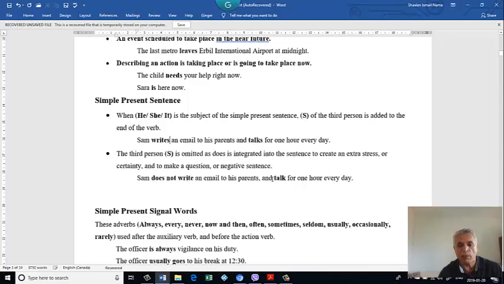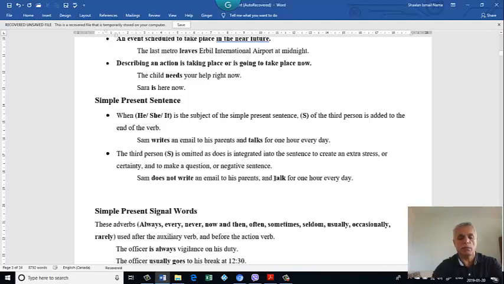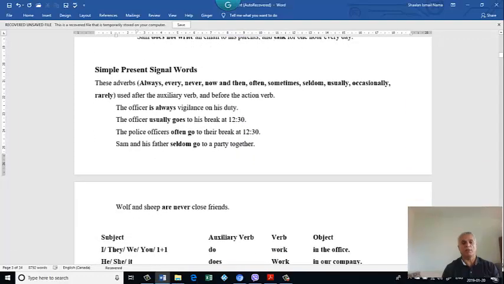The reason here is exactly the same as we have here. Then we say, and he does not talk for 1 hour every day. But sometimes we delete the subject and the auxiliary to make it short. That's the only reason we do it here. Sometimes we use those verbs with the present simple.